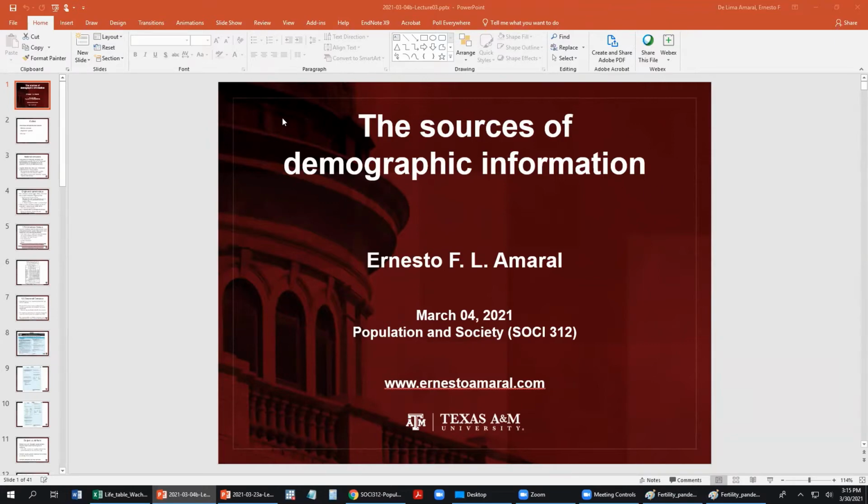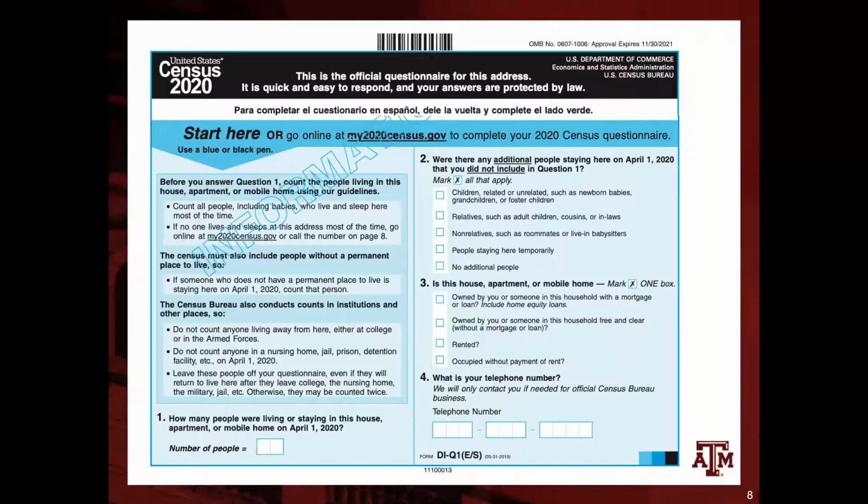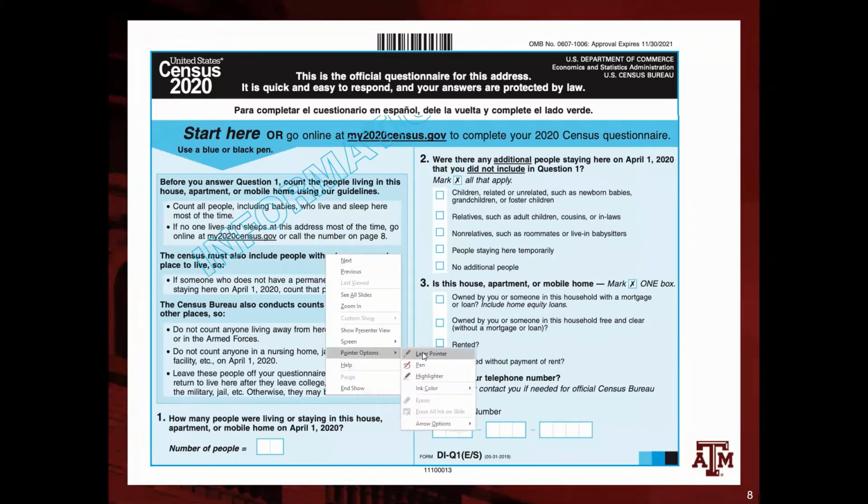I just want to show you some things here before we continue on the lecture about mortality. On this lecture about the sources of demographic information, I updated it. Instead of showing the questionnaire for the 2010 census, I put here the one that was just used now for the 2020 census.